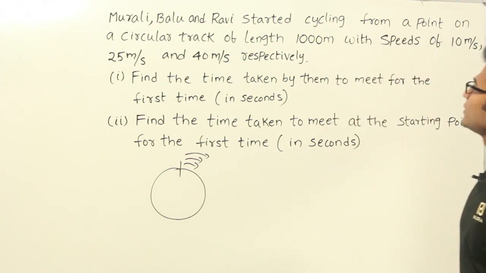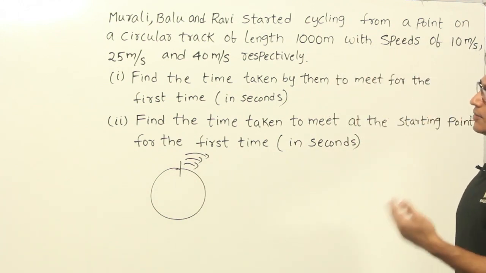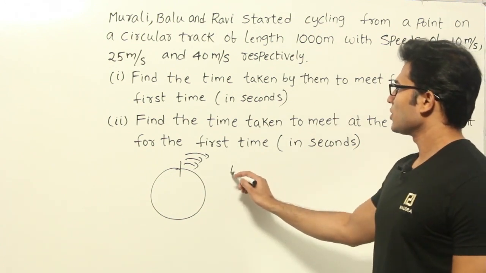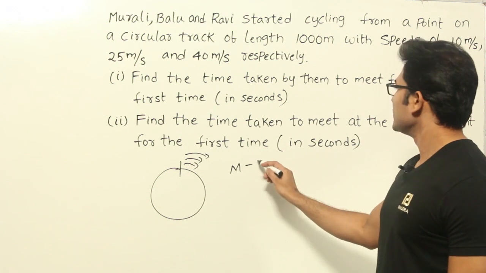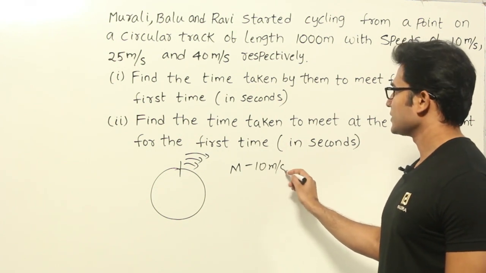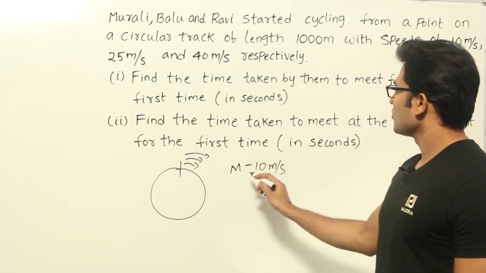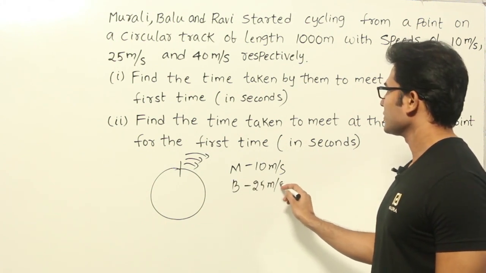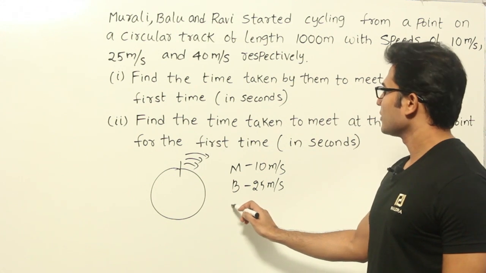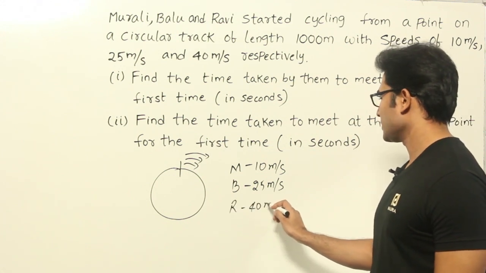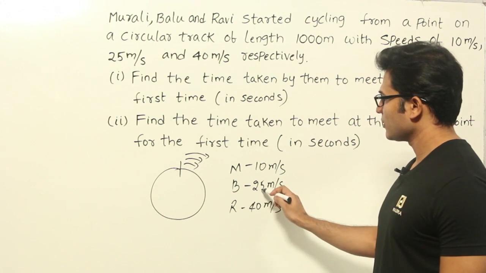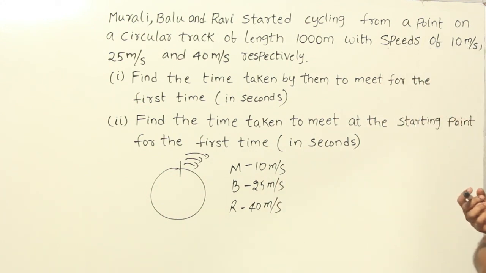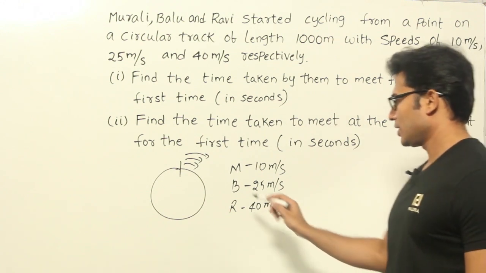One person is having 10 meters per second, and the others are having 25 and 40. So Murali, his speed is given as 10 meters per second, and then Balu, his speed is given as 25 meters per second, and then Ravi, his speed is given as 40 meters per second. Now if you observe it, Ravi's speed is greater than Balu and Balu's speed is greater than Murali. Now let's see by taking two at a time.